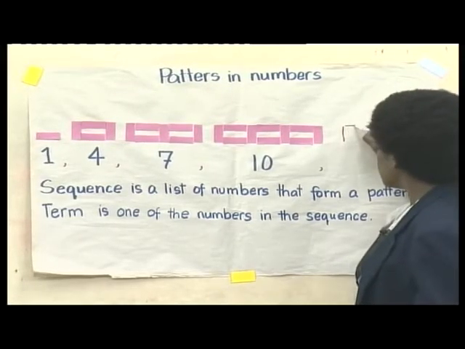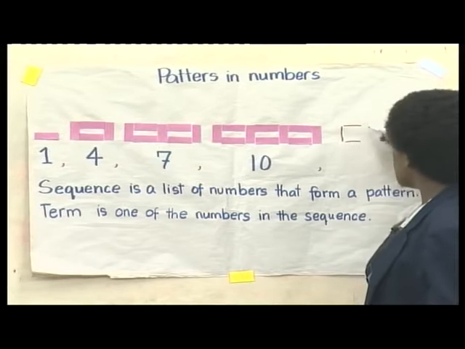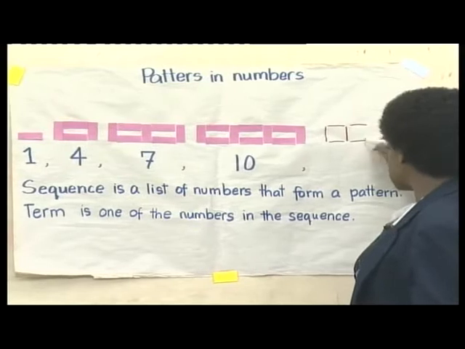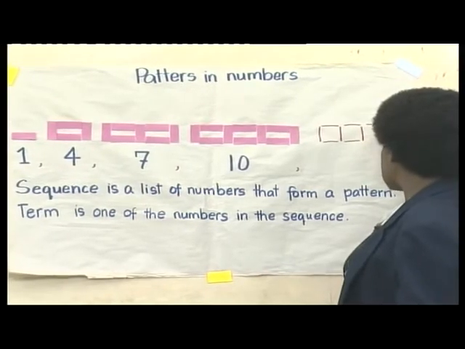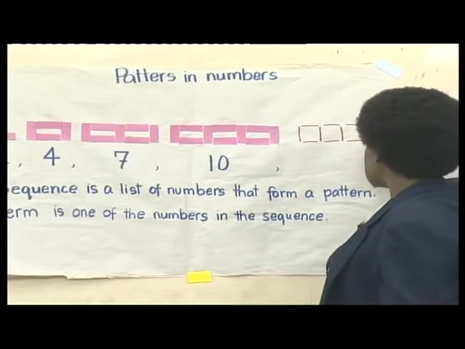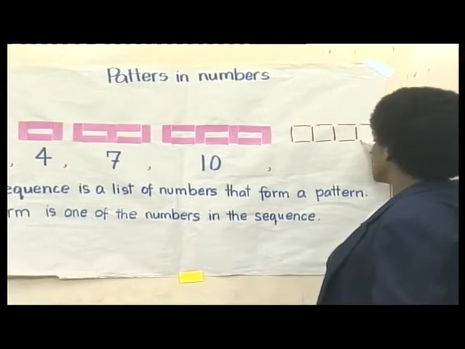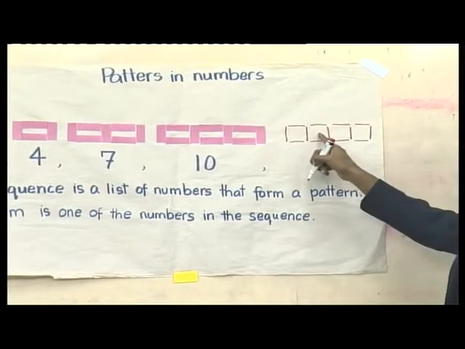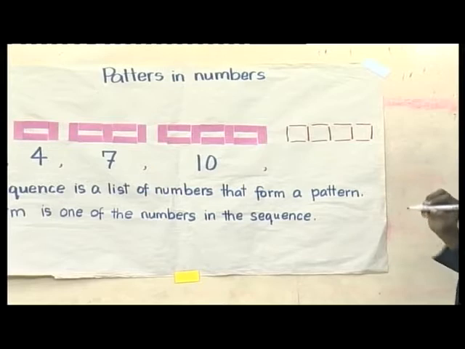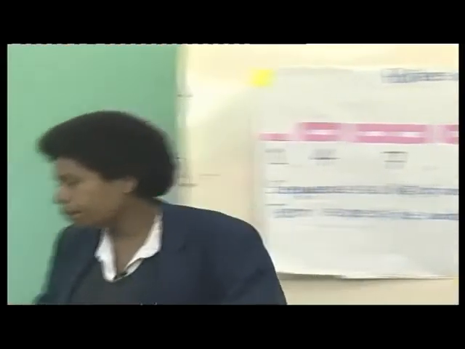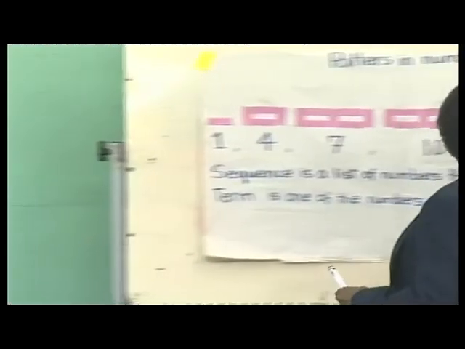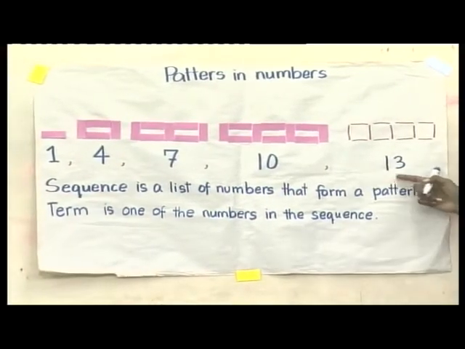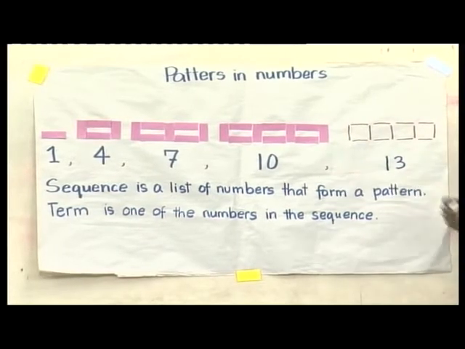1, 2, 3, 4, 5, 6, 7, 8, 9, 10, 11, 12, 13. 1, 2, 3, 4. 4 squares. See? So 13, and it continues. So the pattern is there. 1, 4, 7, 10, 13.